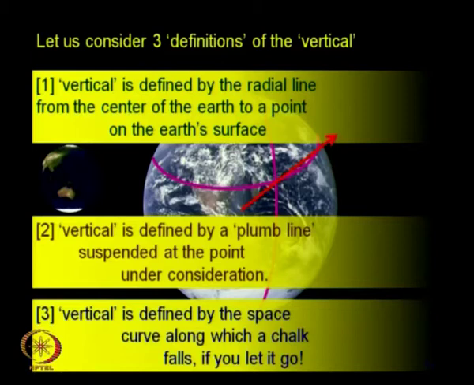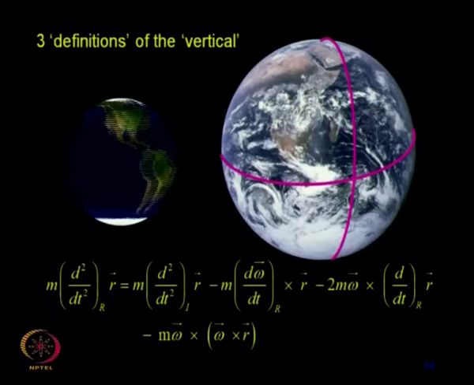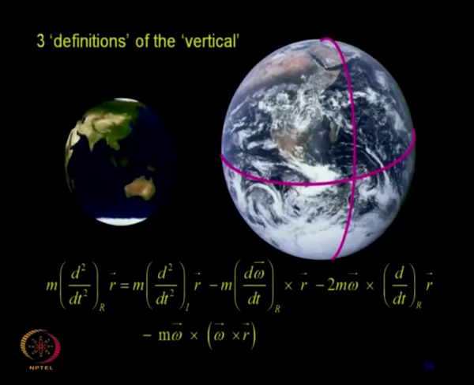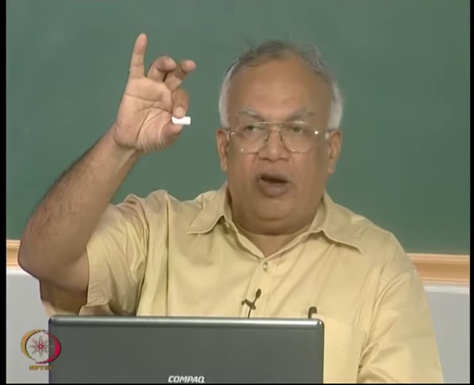So, we have to remember that the earth is rotating, and this needs to be taken into account when we consider definition 2 and definition 3. So, these are the three definitions of the vertical that we considered, and when we look at any object, whether in our frame it is at rest as this bottle is at the moment, or this chalk is at this moment as long as I am holding it, it is in equilibrium in my frame.